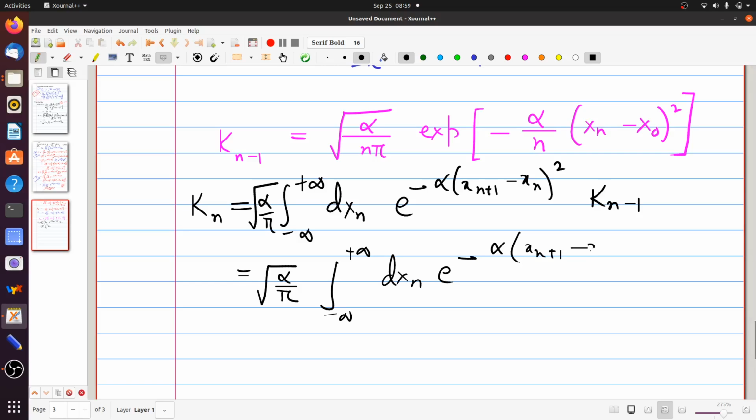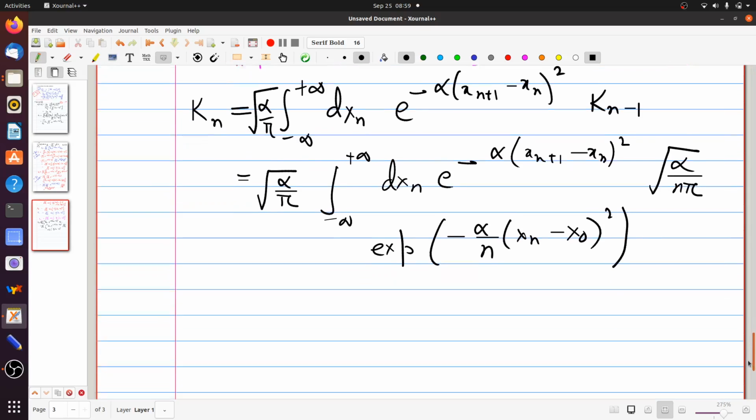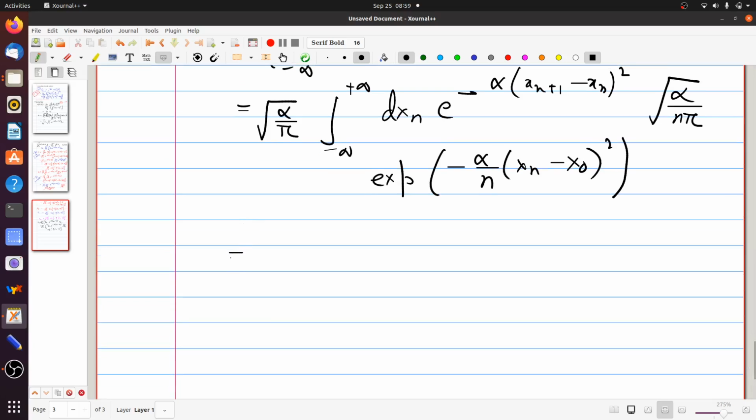Xn plus 1 minus xn whole square. Let's put in our presumed formula, root over alpha by n pi, inside, and now let's check whether we can massage this into the same form as Kn minus 1 had, with only n substituting n minus 1.